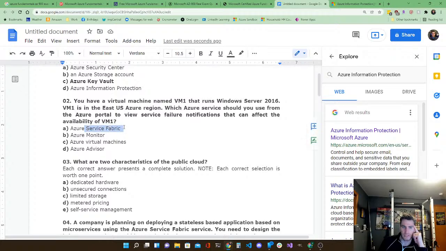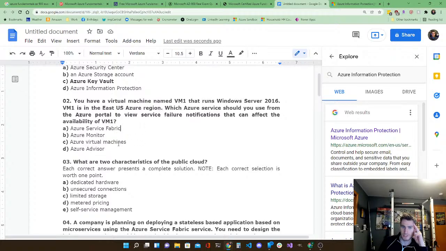Service Fabric is a service for hosting multiple apps and being able to scale them up and down, kind of like a Kubernetes type thing, but it's really just app code and not in a container, from what I understand of it. So that's really not what we're talking about here. Monitor, I think you could look at failure notifications.